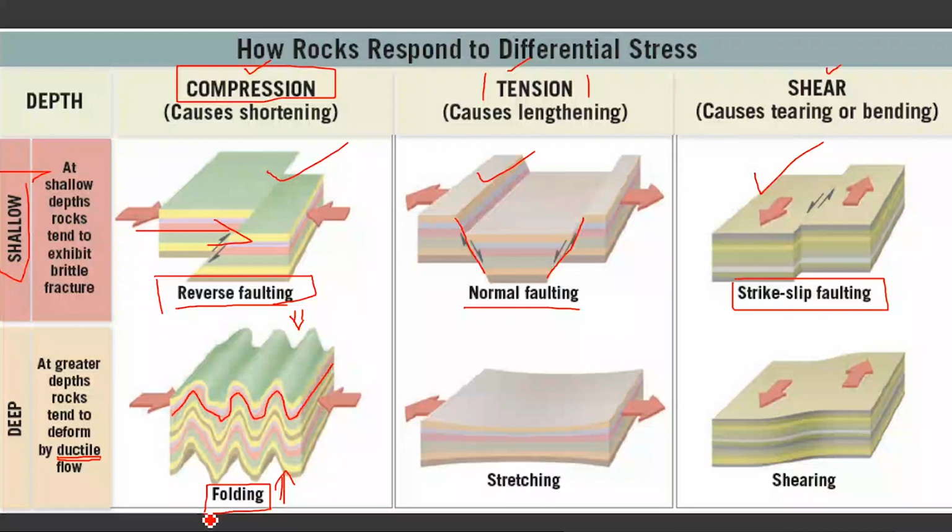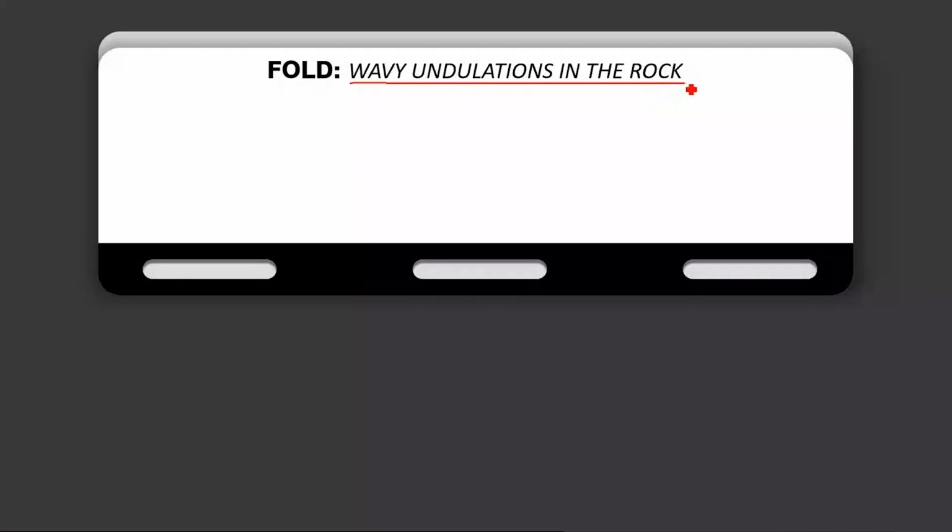So these are the different varieties of faults. Whether it is compression, tension, or shear forces, different kinds of faults can be produced on the rock. So this is basically the basic deformations which the rocks are undergoing. We are going to discuss these things one by one, and the first one we are going to discuss is a fold.